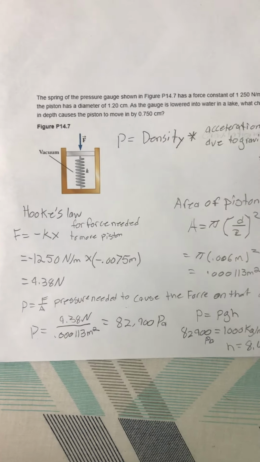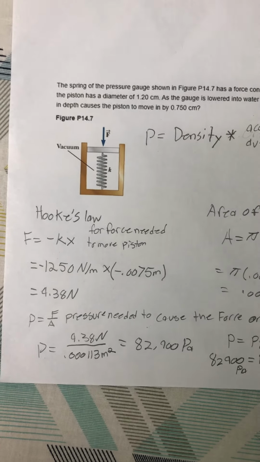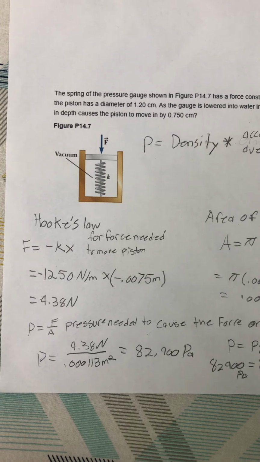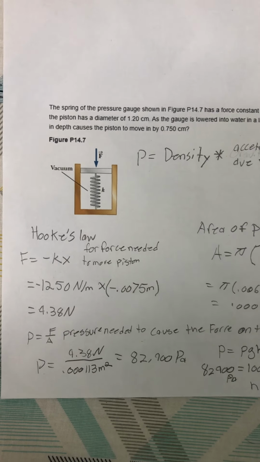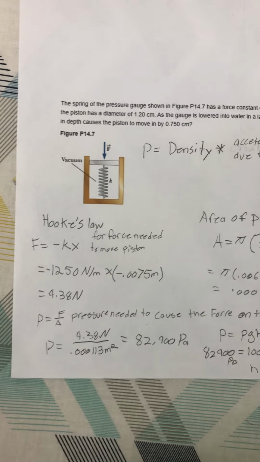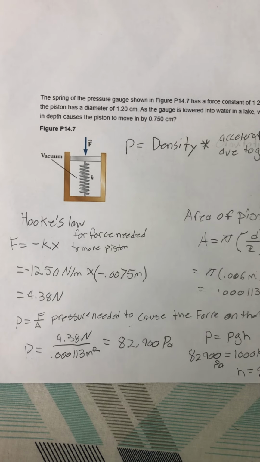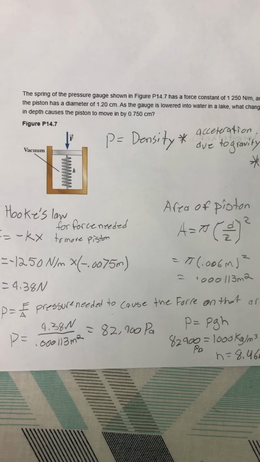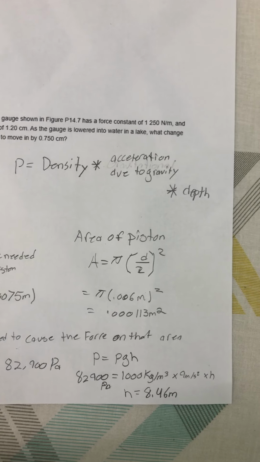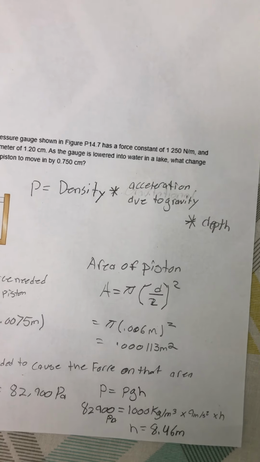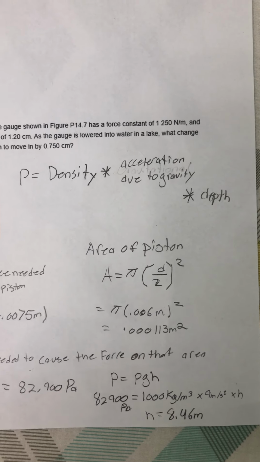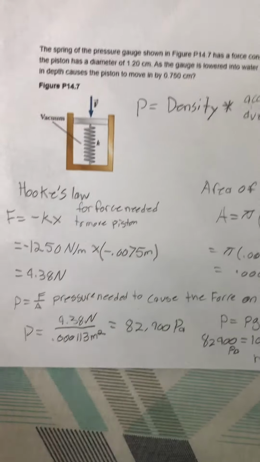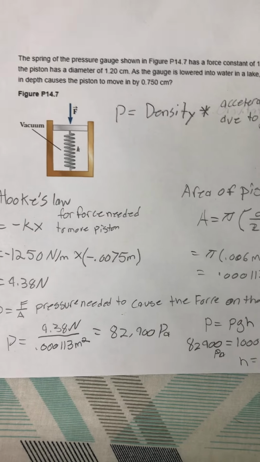And then to start, we observe Hooke's law, which is F equals minus kx for the force needed to move the piston. And then inputting our values and solving, we get 9.38 newtons of force. And then P is equal to F over A, the pressure needed to cause the force on that area. And now we're going to do the area of our piston. So A is equal to pi times (D over 2) squared. And that's going to be equal to 0.000113 meters squared. And then solving for pressure, we get 82,900 pascals.